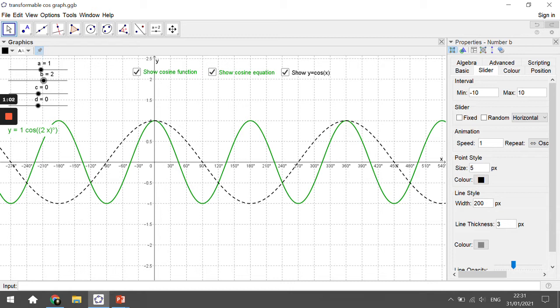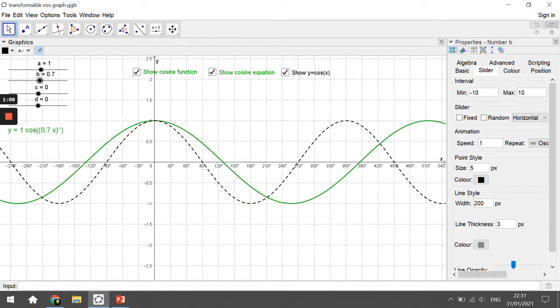Sometimes you'll see me call that a squash by 2 in the x direction because we're squashing in more curves. So I will use that terminology, squash in the x direction, to describe that.